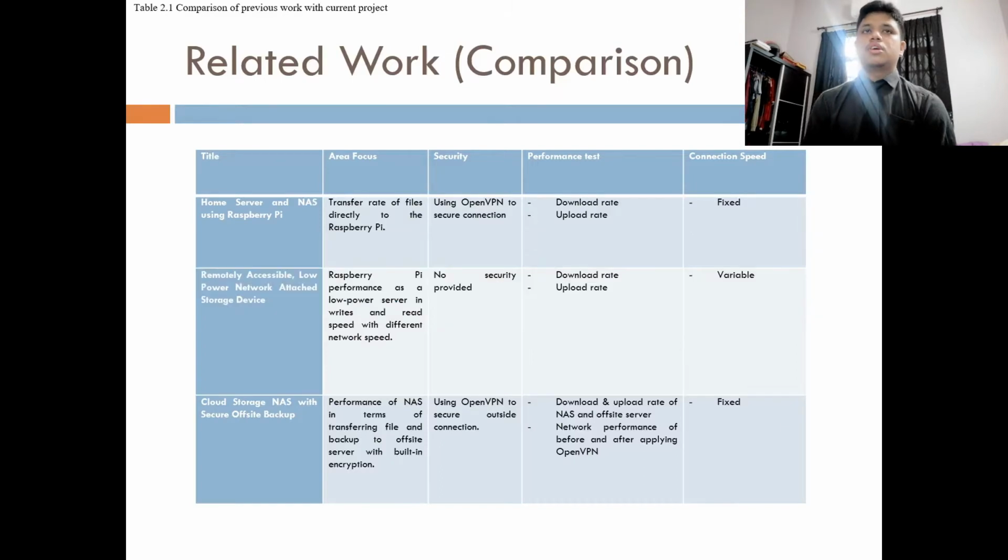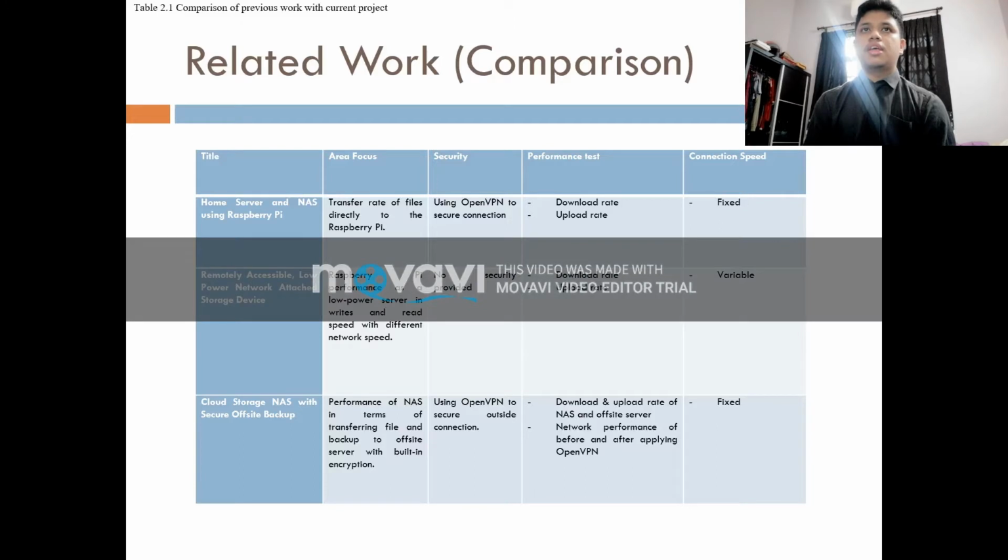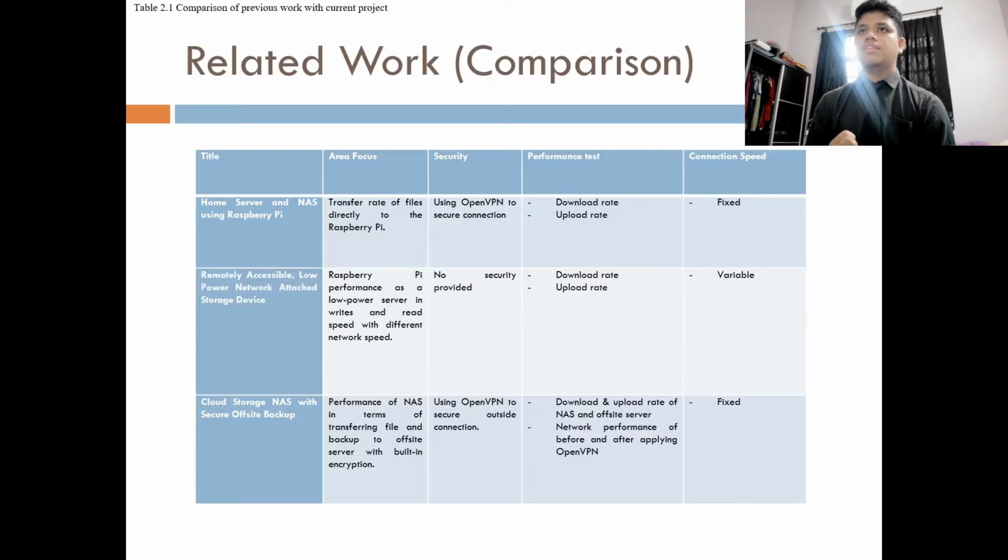For the related work, for comparison, the first related work that I refer to is home server and NAS using Raspberry Pi. The area of focus is the transfer rate of files directly to the Raspberry Pi, and security is the same as mine, using OpenVPN secure connection. For the performance test, it measures download rate and upload rate only, and the connection speed is fixed.